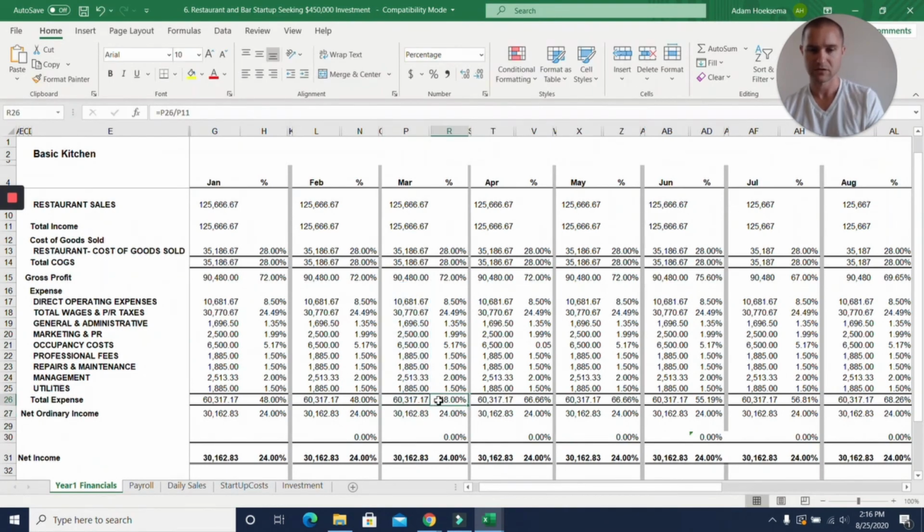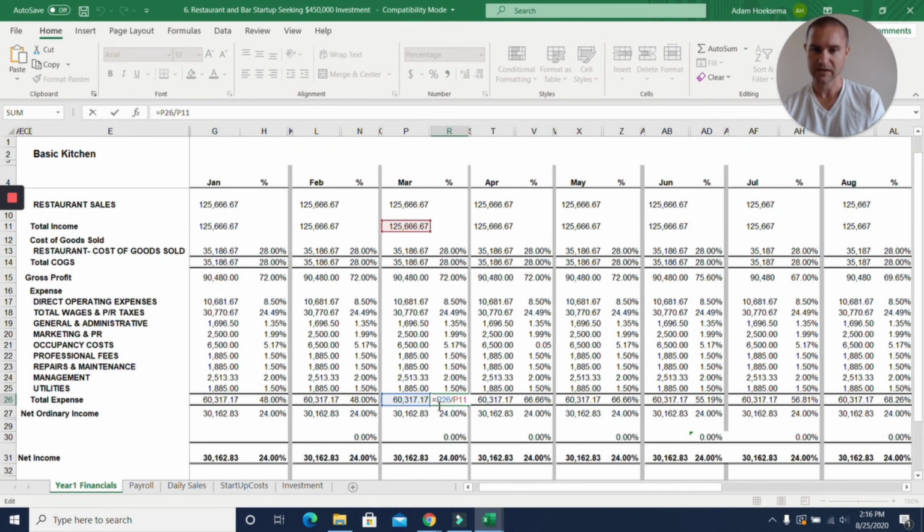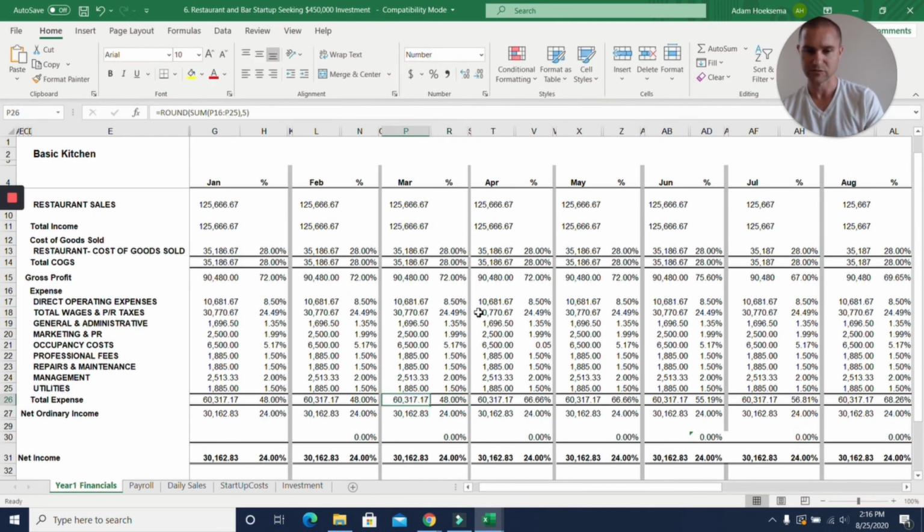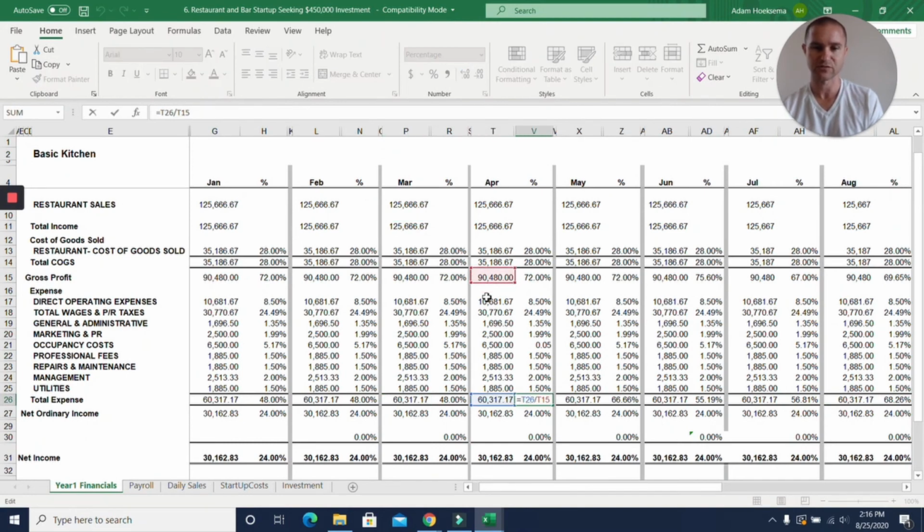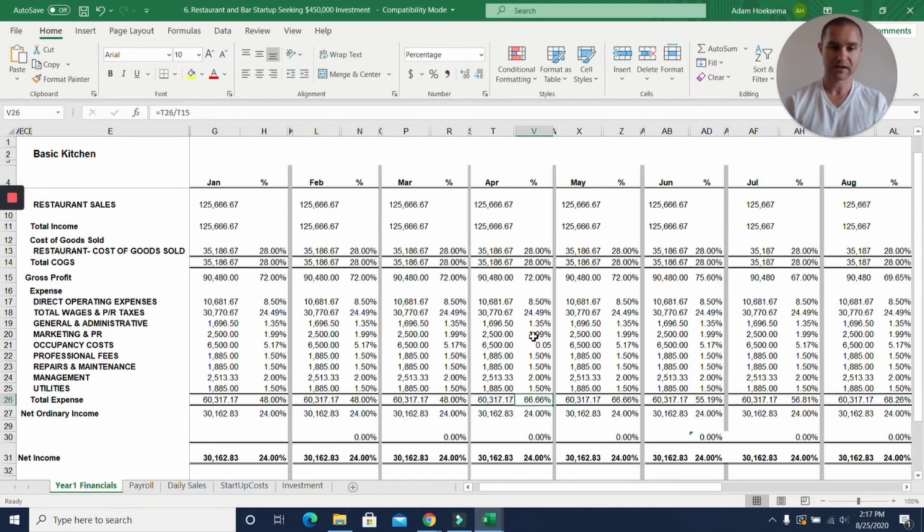I'm going to look at this equation. Yeah, so they have an error here. Okay, this is actually correct. This is total expenses as a percentage of revenue, and this percentage is total expenses as a percentage of gross profit. So that stuck out to me as something strange and actually was an error, just an error in the equation there. But the numbers are still the same.